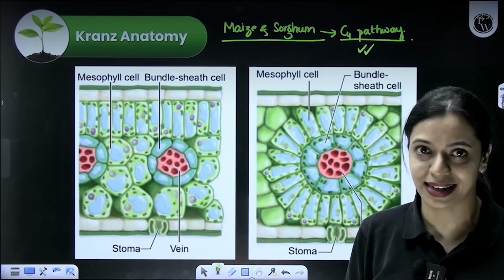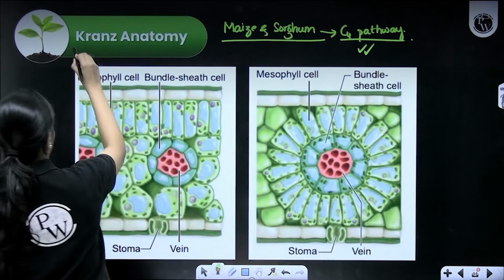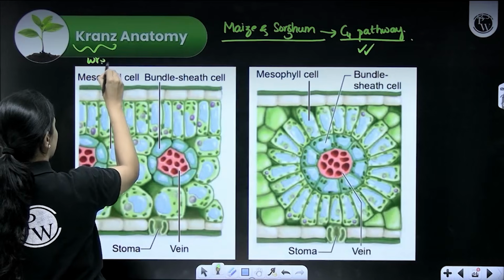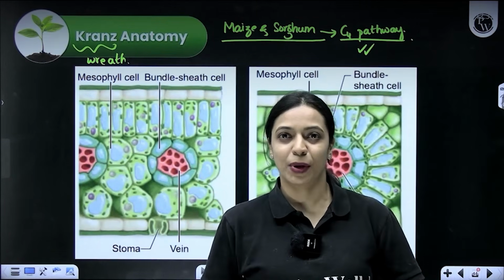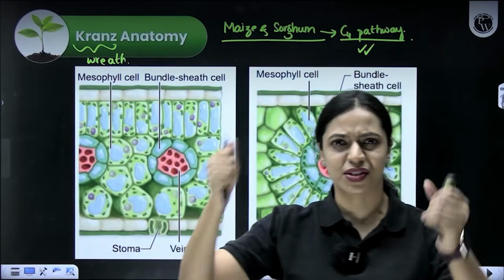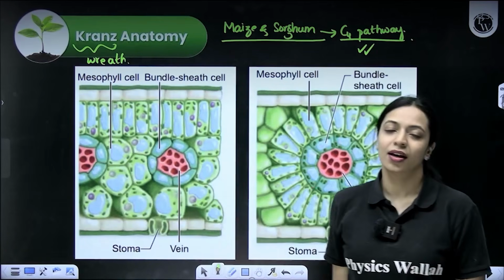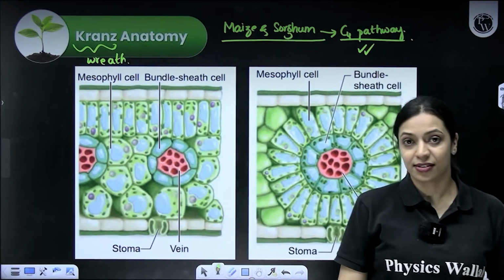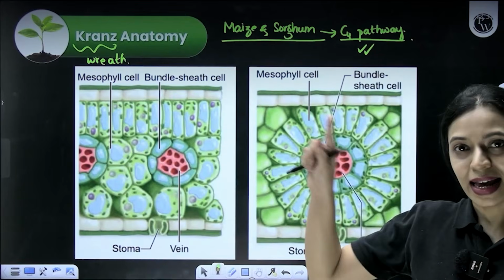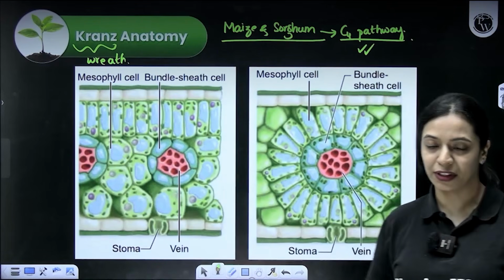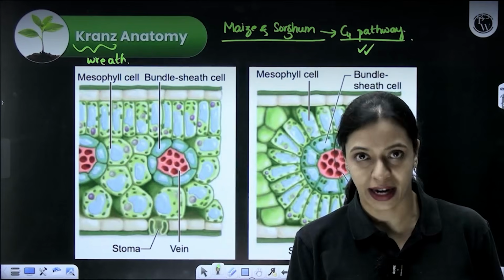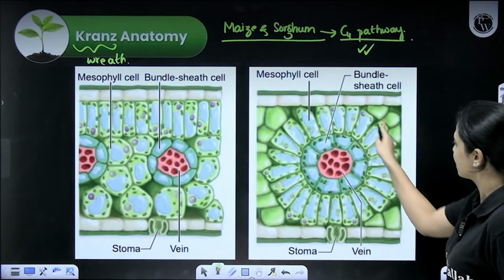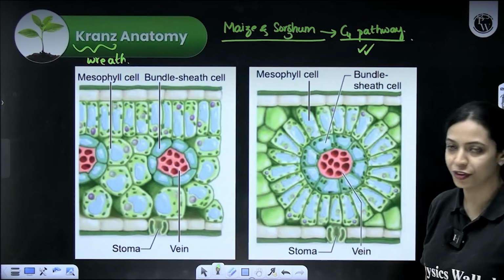anatomy called Kranz anatomy. Kranz in German means wreath. What is a wreath? It's a ring-like structure that people put on their doors during Christmas. Why is it called Kranz anatomy? Kranz is not somebody's name here. Kranz is that ring or wreath sort of thing. The reason is that in plants that show this kind of anatomy, the mesophyll cells surround the bundle sheath cells in the form of a ring.